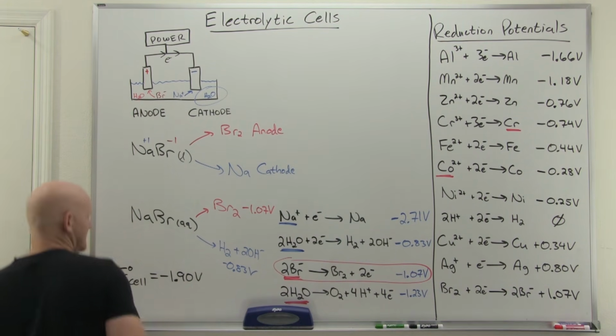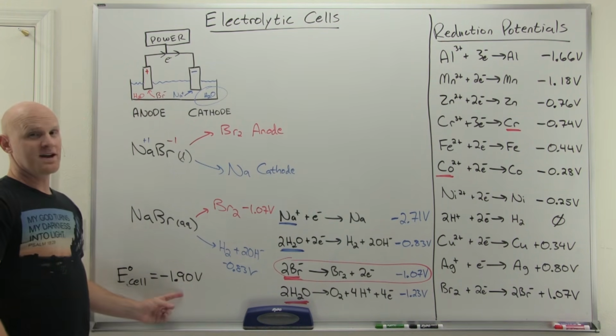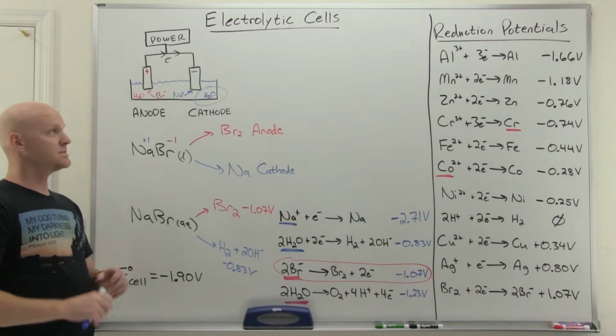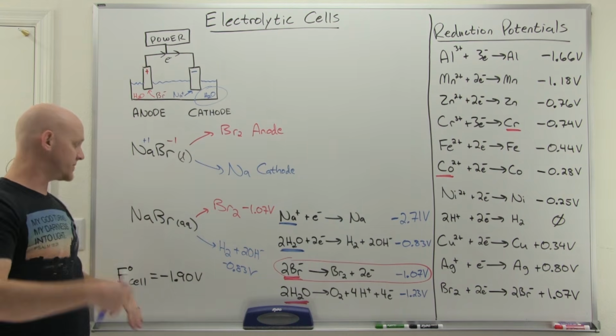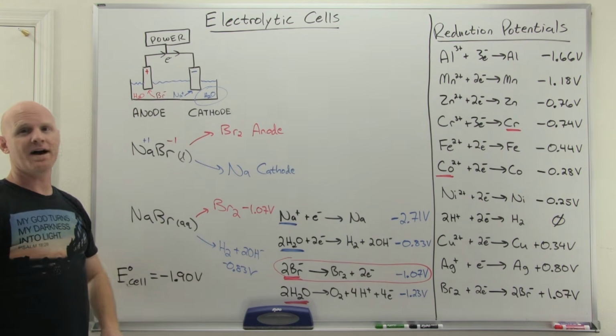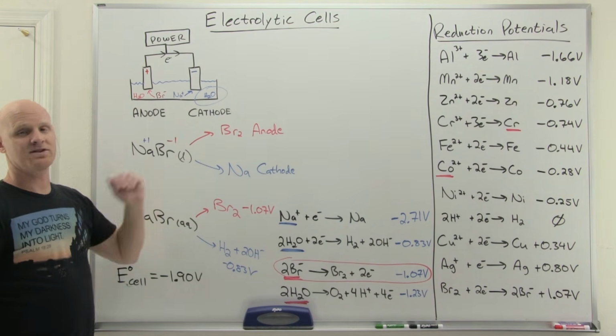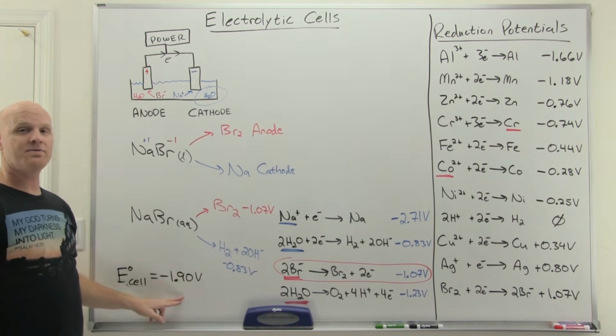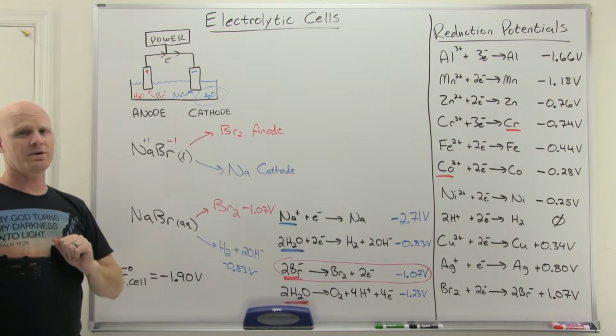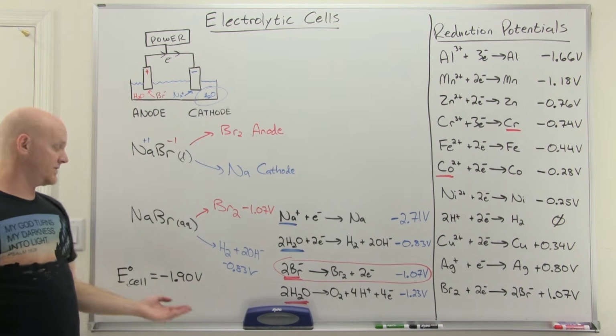And what this means is it's very non-spontaneous, first of all, as we know an electrolytic cell should be, but it also means our power source has to generate a potential of at least positive 1.90 volts to make this reaction happen under standard conditions. So if your power source isn't up to snuff, like if I'm just using a AA battery, well, AA batteries are like 1.5 volts. That's not going to be enough.